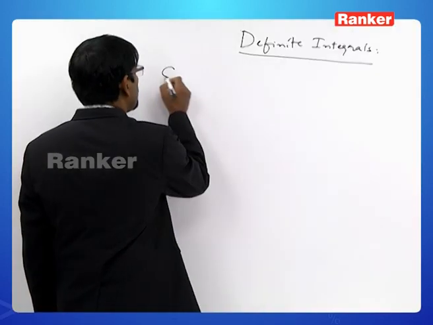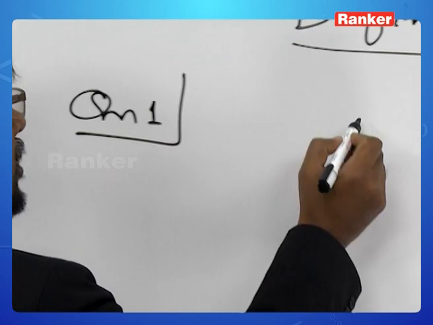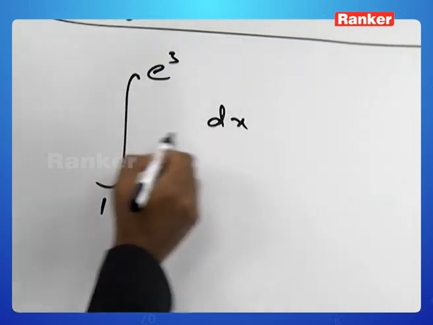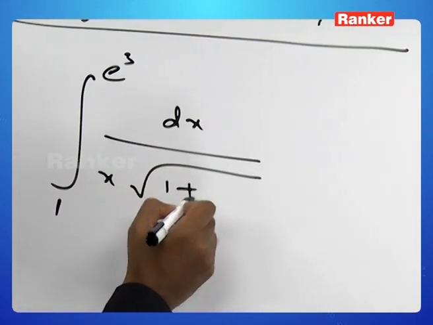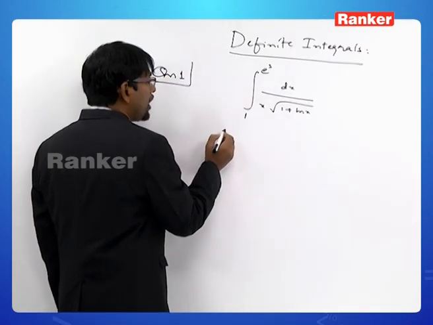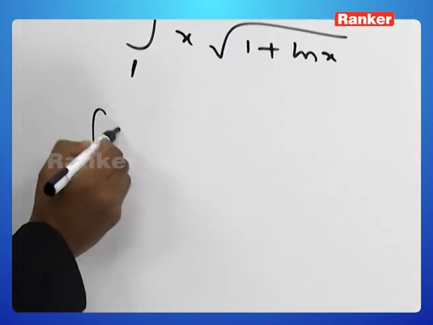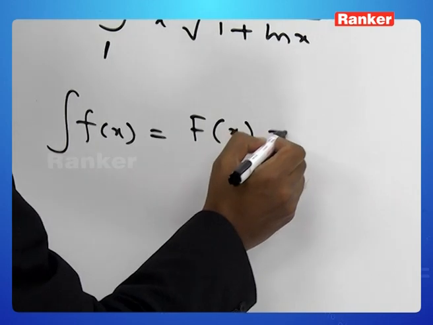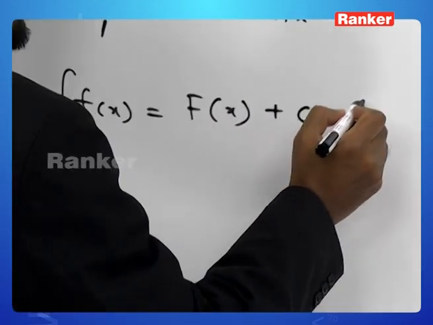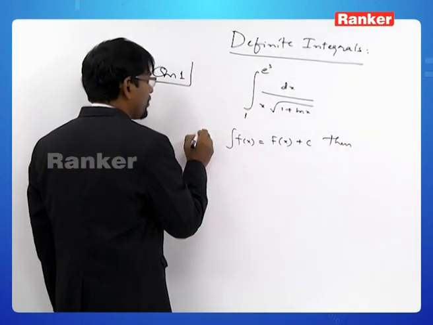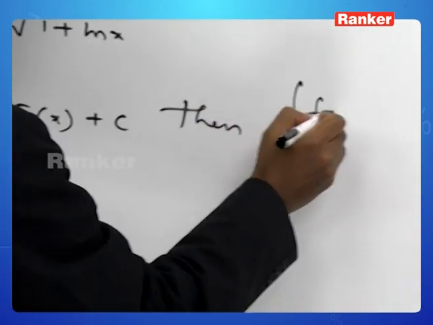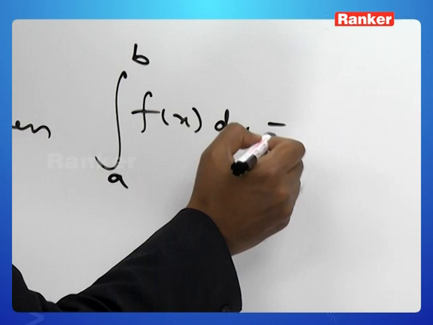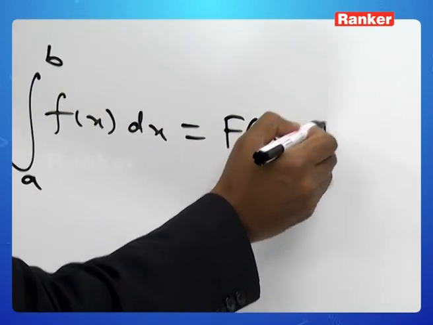The question 1, integral 1 to e cube dx by x into root over 1 plus ln of x. Now, we know that whenever the antiderivative of f of x is capital F of x, then the integral of f of x dx, by the fundamental theorem of integral calculus, is equal to F of b minus F of a.